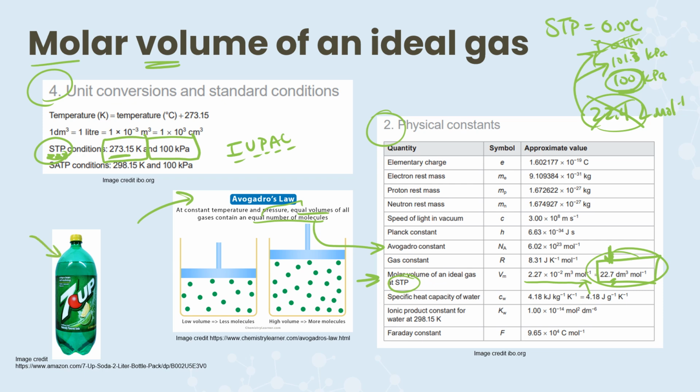How big even is 22.7 cubic decimeters? Well, this bottle of soda is 2 liters. That's the same thing as 2 cubic decimeters. So if you just envision like 11-ish of these guys, we've got just about 22.7 liters or cubic decimeters of a gas. So like 11 and a half 2-liter bottles of soda. This is how big the volume of 1 mole of an ideal gas at STP is.